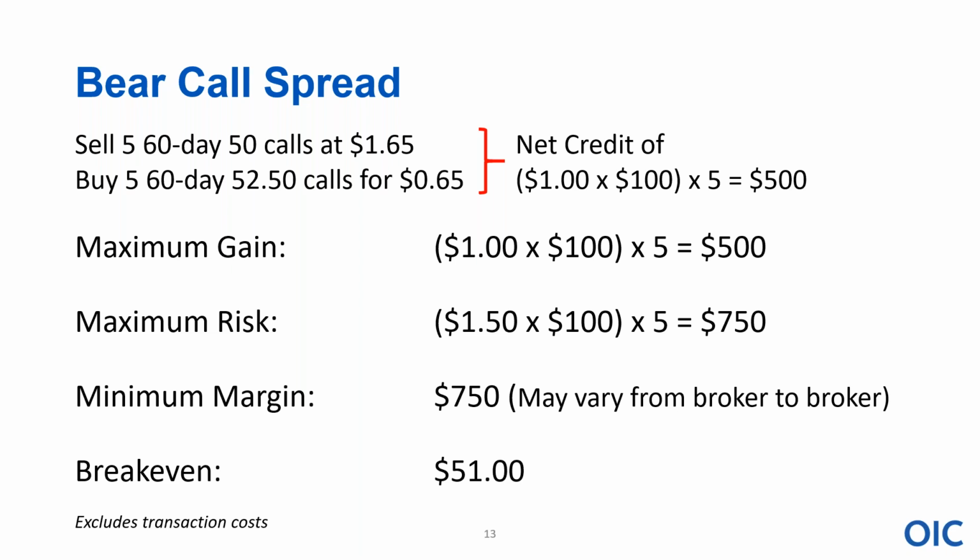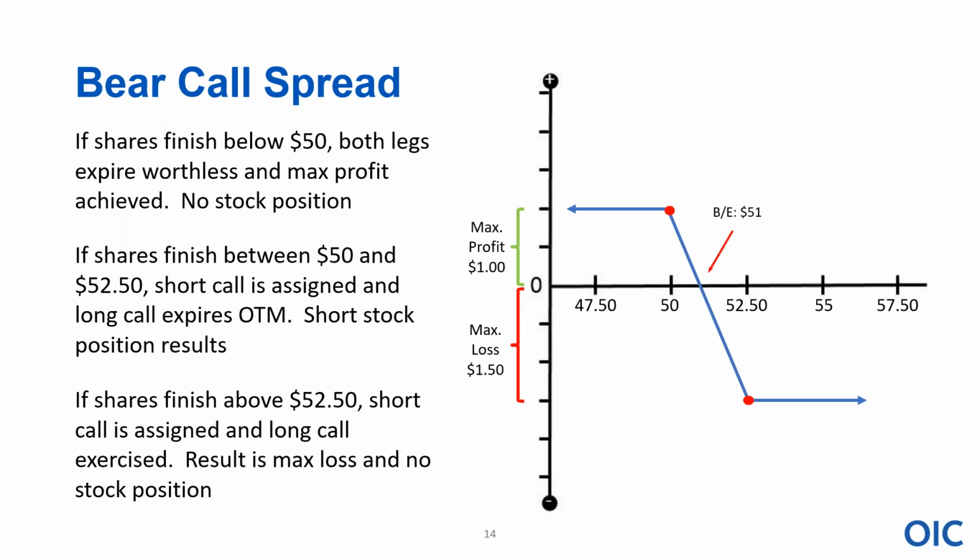Now let's take a look at the P&L graph. The P&L graph is here. So similar to before, if the shares finish below 50, we have our maximum gain, maximum profit of $1. If the shares are above 52.50, the full value of the spread has been realized, and we give back to the market the full $2.50 minus the credit received up front.